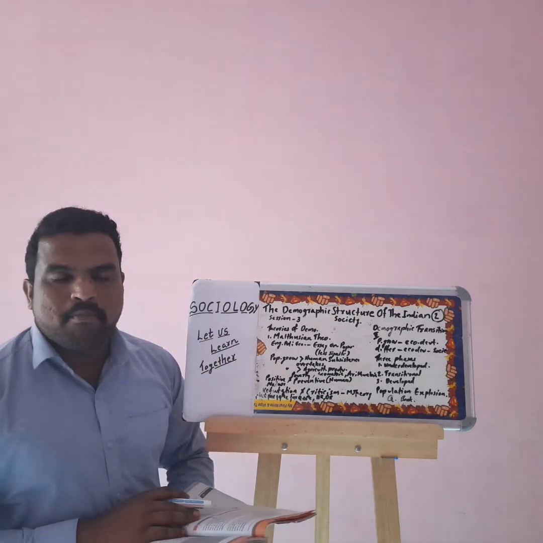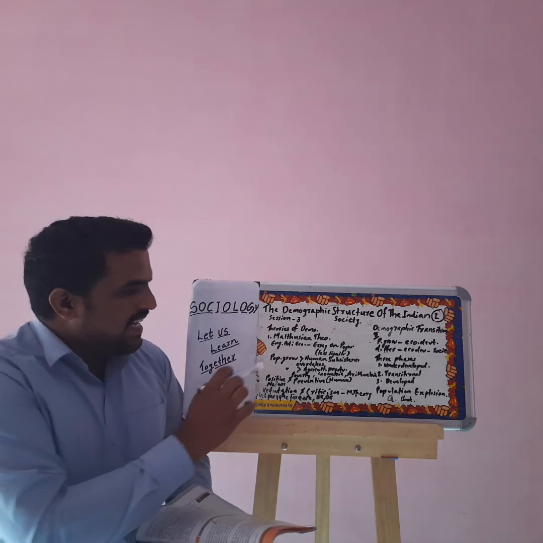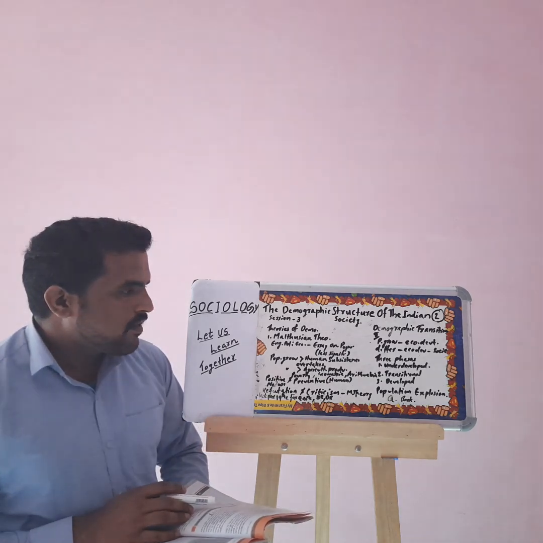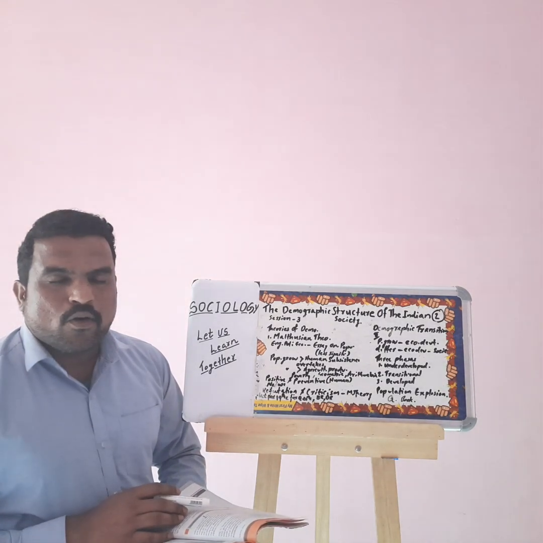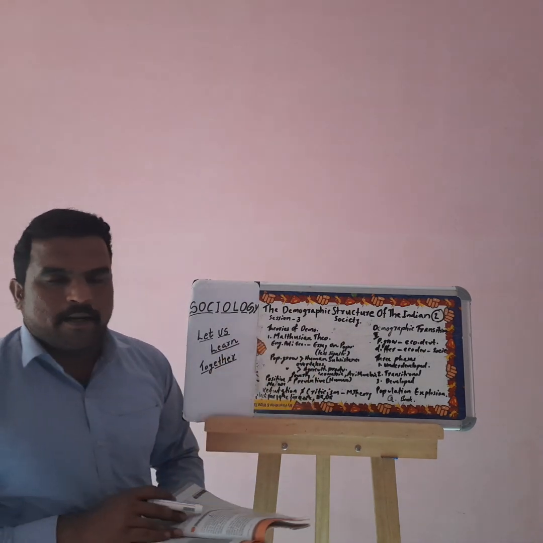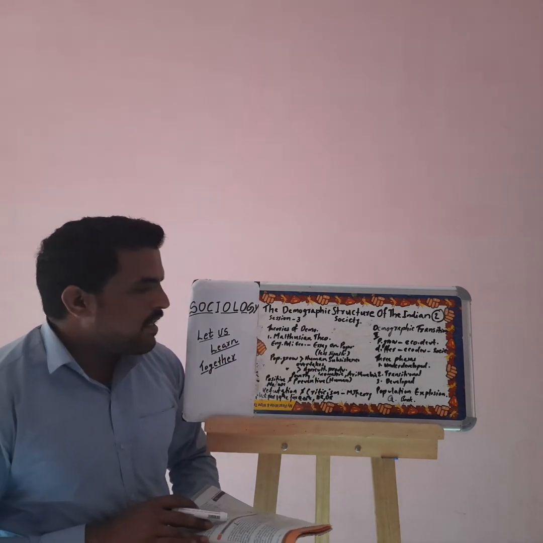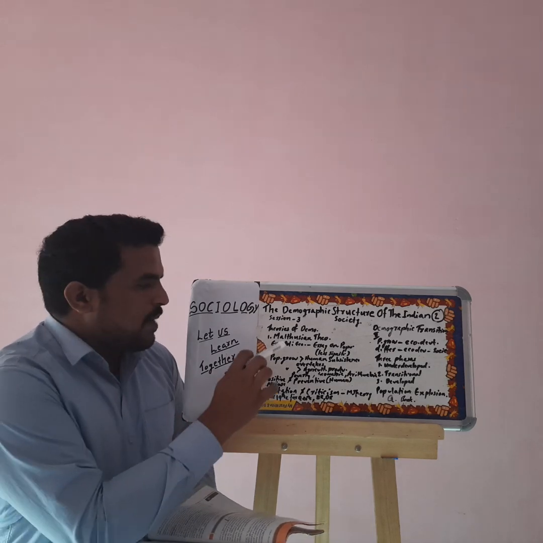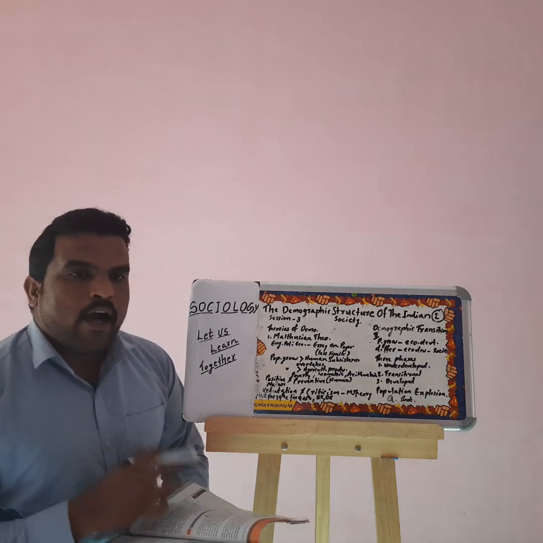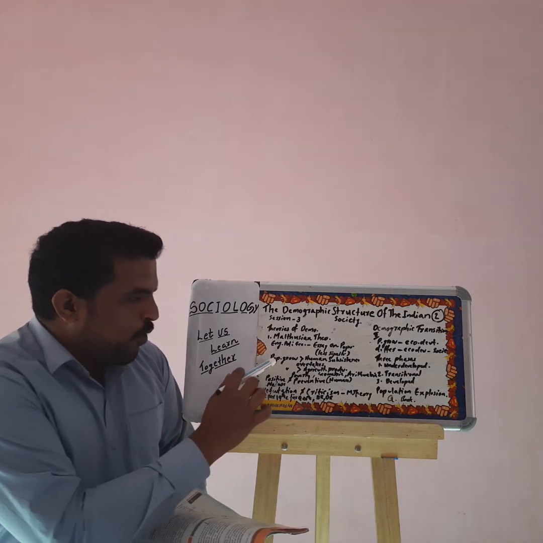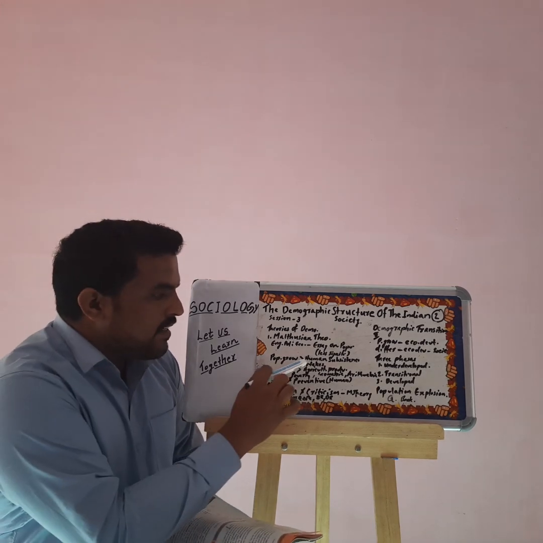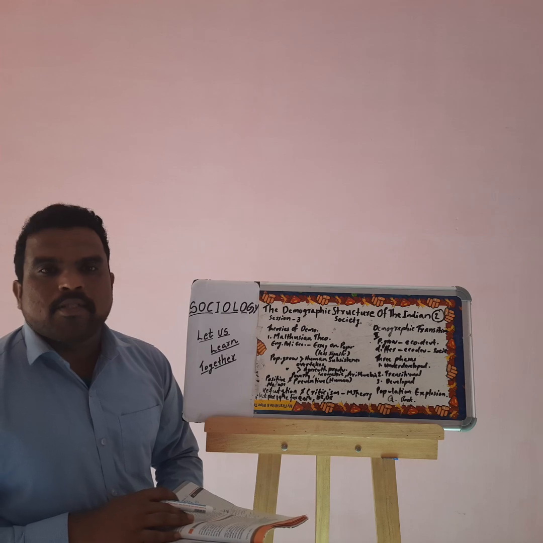Robert Malthus was an English political economist, and he wrote an essay. The name of the essay was Essay on Population. In this essay, he was talking about this theory of demography. According to him, population growth is faster than human subsistence.